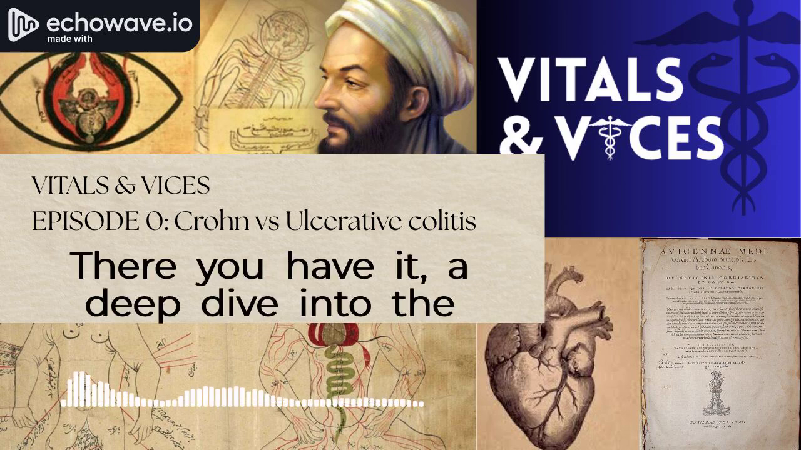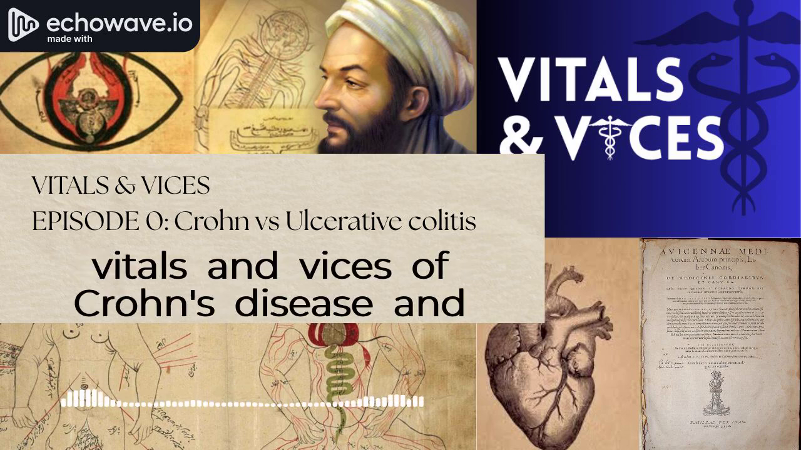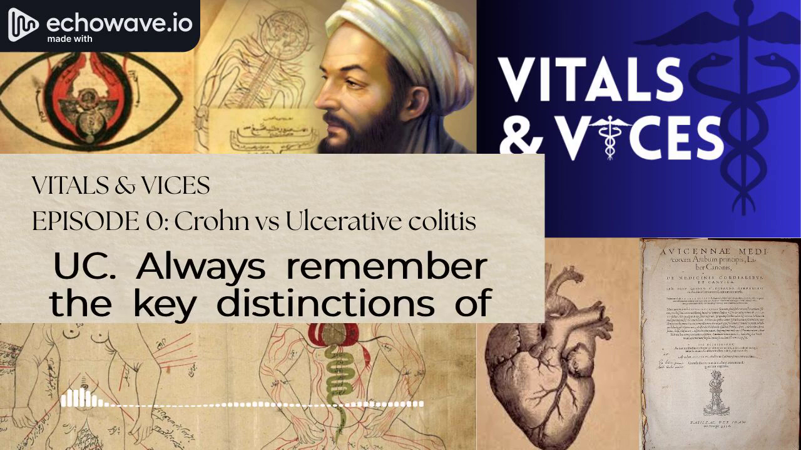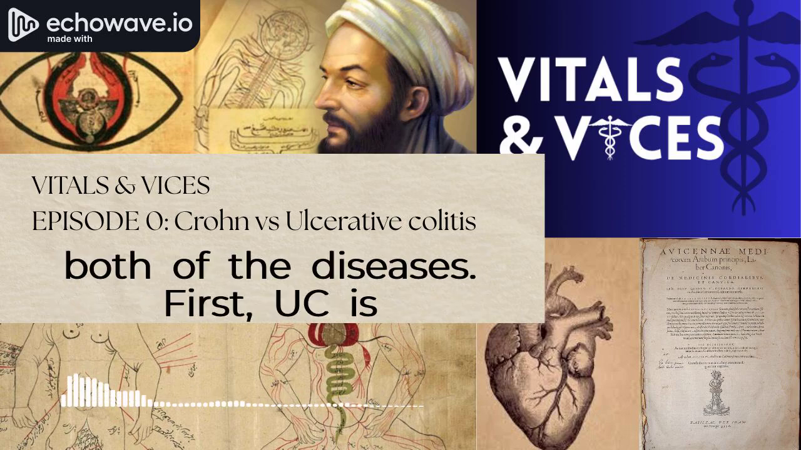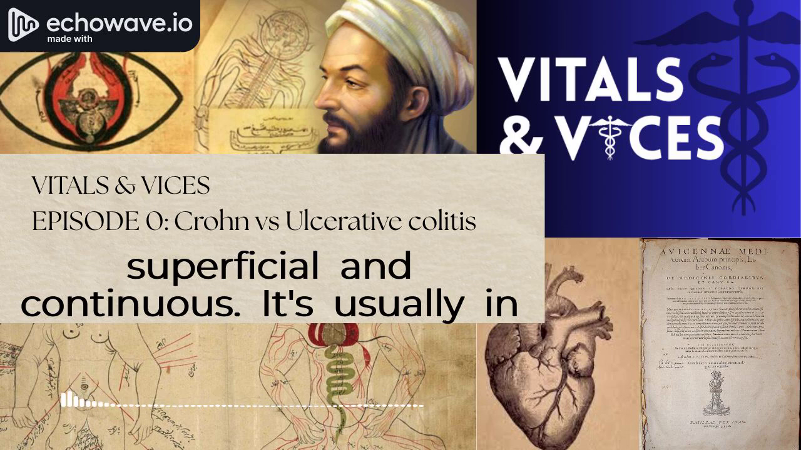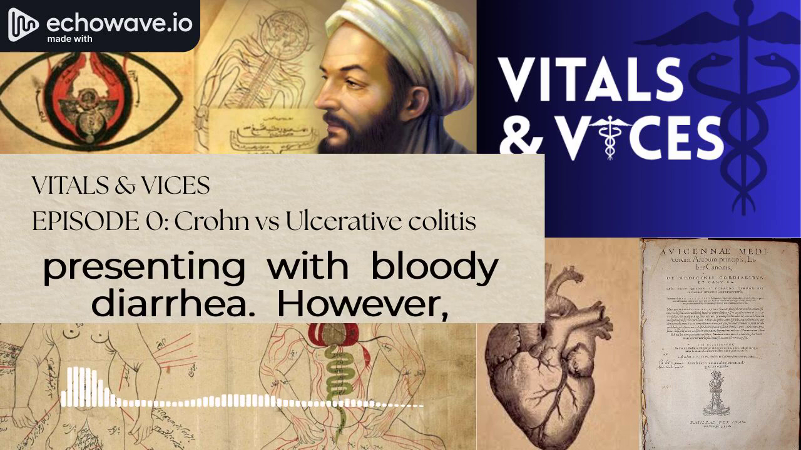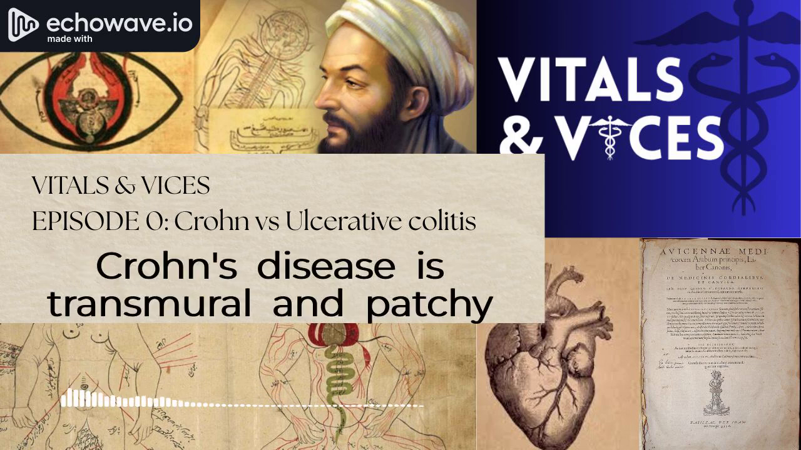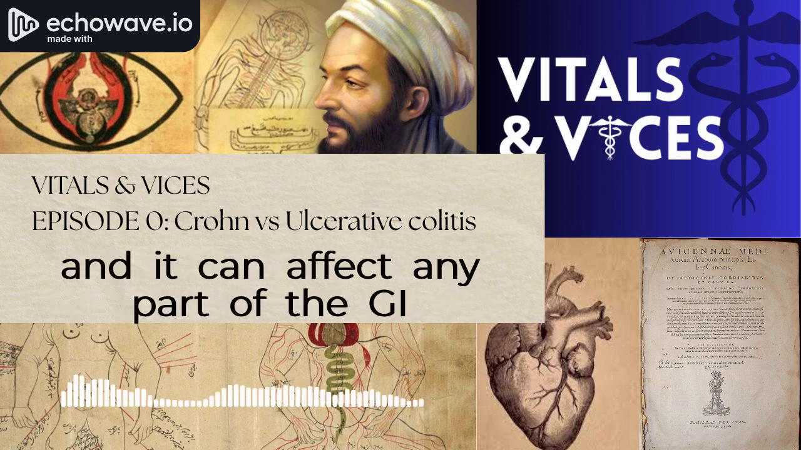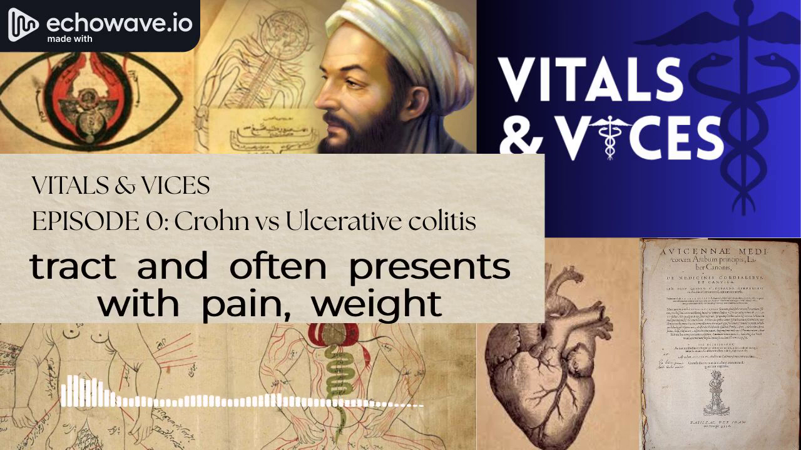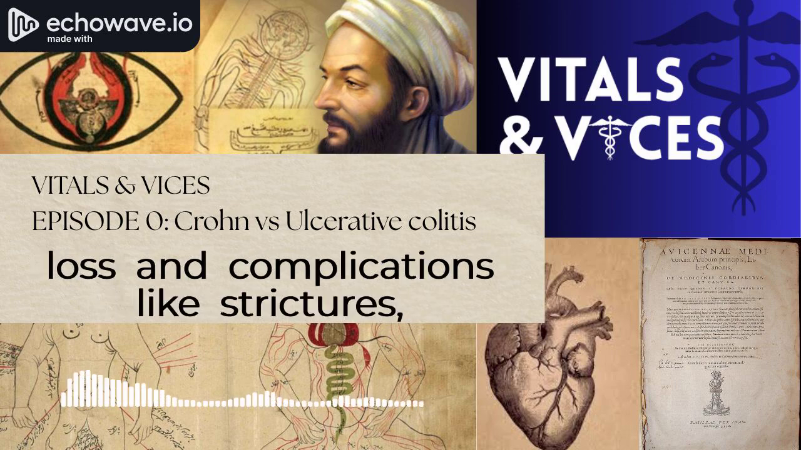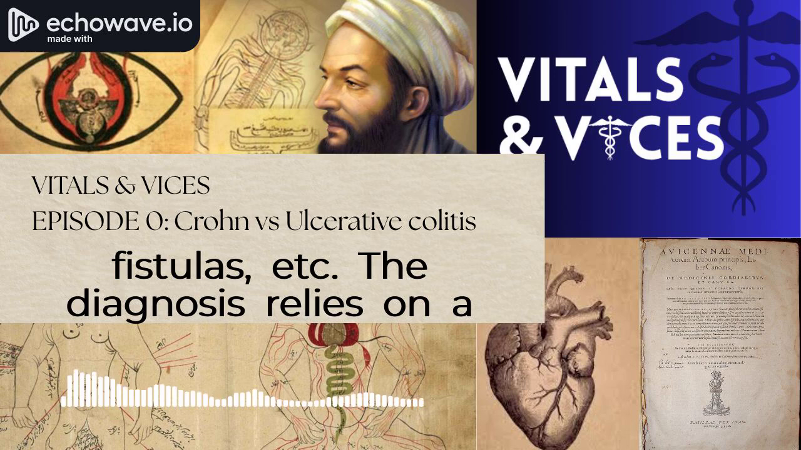So there you have it, a deep dive into the virtues and vices of Crohn's disease and UC. Always remember the key distinctions of both diseases. First, UC is superficial and continuous. It's usually in the colon and the rectum, and typically presents with bloody diarrhea. However, Crohn's disease is transmural and patchy, and it can affect any part of the GI tract and often presents with pain, weight loss, and complications like strictures, fistulas, etc.